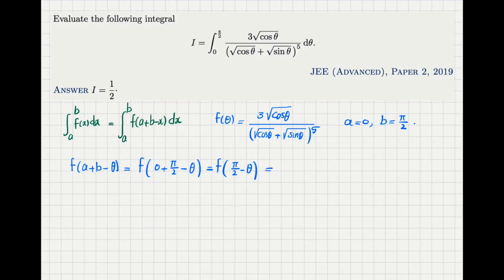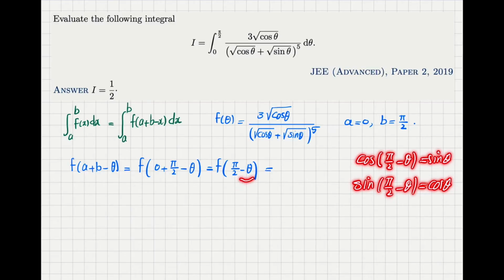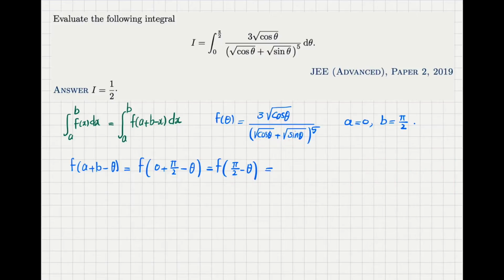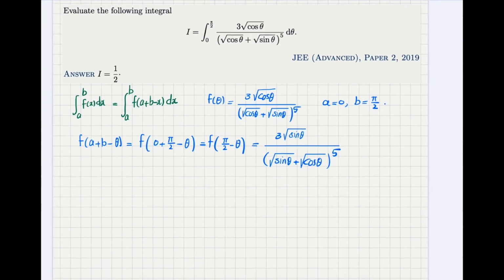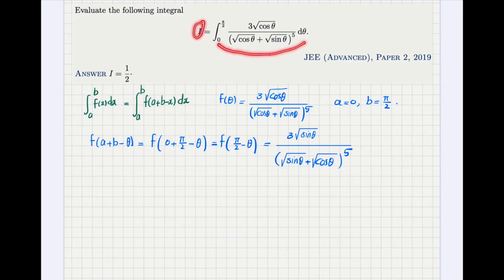So this means that I need to replace every theta that I see in this problem with pi over 2 minus theta. But you know that cosine of pi over 2 minus theta is sine theta, and sine of pi over 2 minus theta is cosine theta. So if I do this substitution, every cosine changes to sine, and every sine changes to cosine. This becomes equal to 3 square root of sine theta over the quantity square root of sine theta plus square root of cosine theta to the power 5. So this tells me that if the original integral is equal to I, the integral of this function from 0 to pi over 2 is also I.